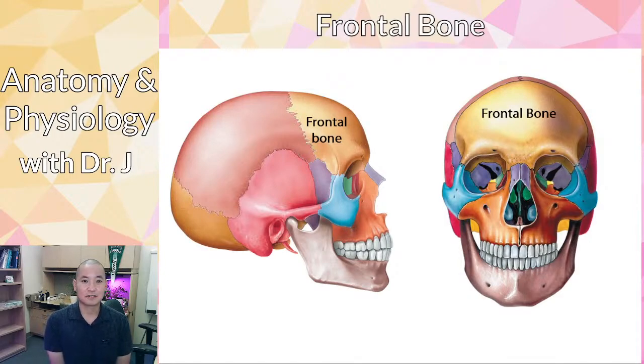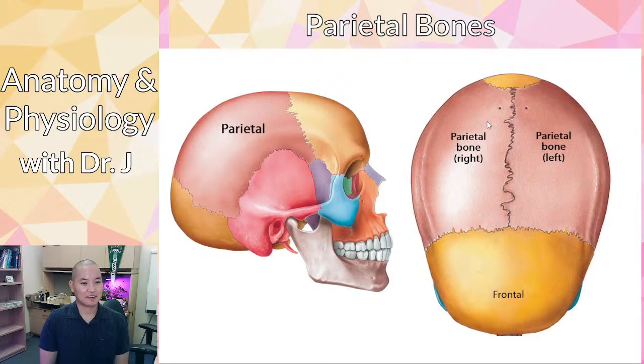Alright, so the frontal bone, super easy. What's in front of the skull? Your forehead. Frontal bone, right up in front and center. Now, parietal bones. This is kind of interesting. Notice that the parietal bones are at the top, but to the side. So again, you have 2 parietal bones, a left and right.